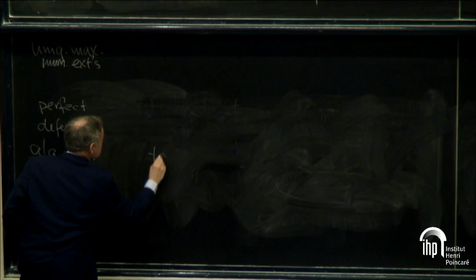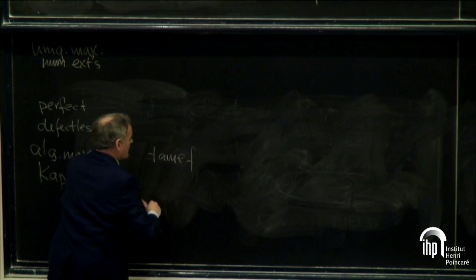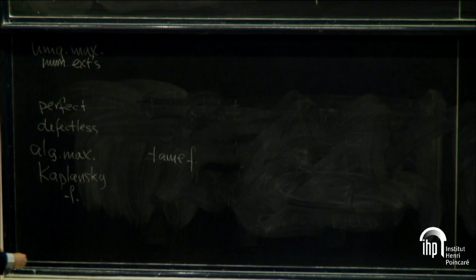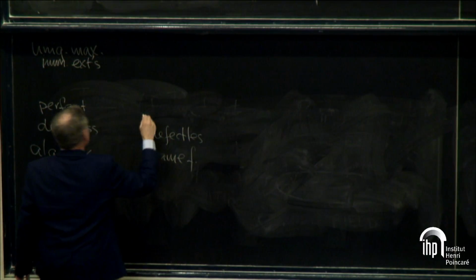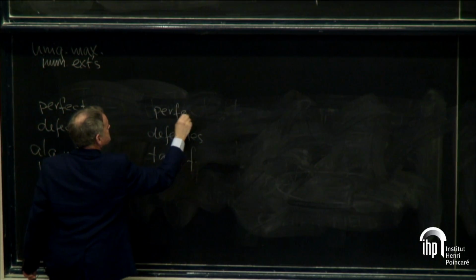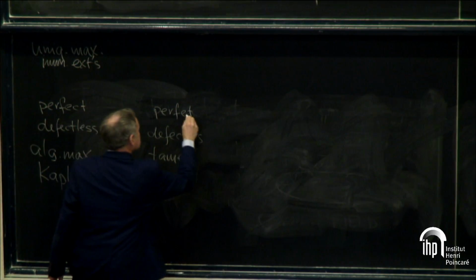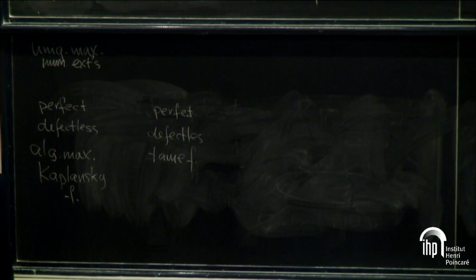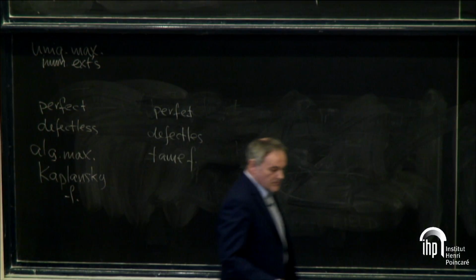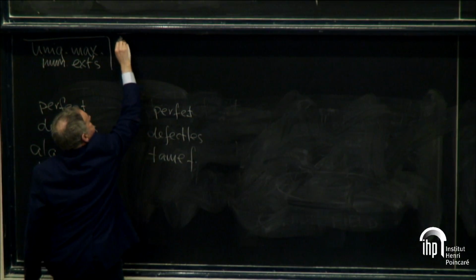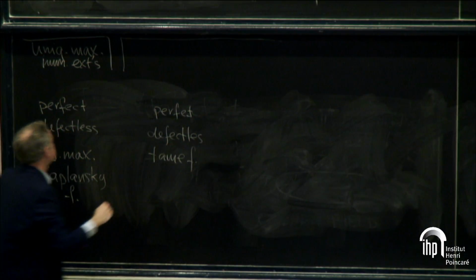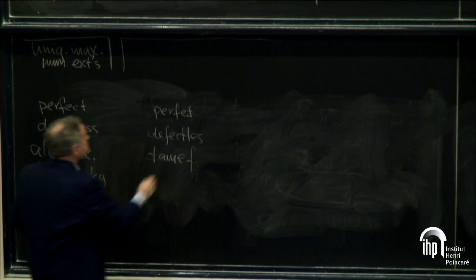So here, tame fields. They are defectless and perfect. Perfect fields. And in characteristic 0, everything is perfect. Okay, but this ends here. To be continued. Yeah, perfect, still fine.